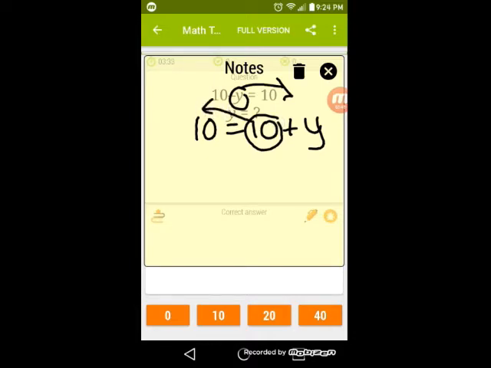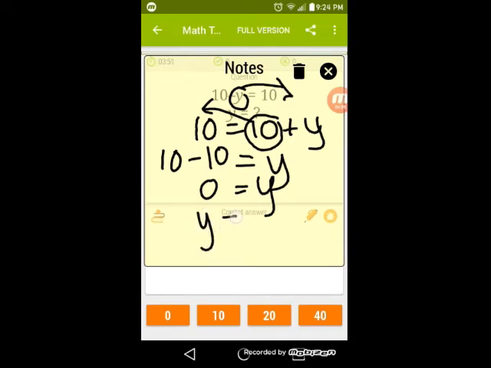Now, next thing I want to do is to take this 10 over to this side. But if I do that, it changes sign. So it's positive on the right side, becomes negative on the left side. 10, and now the one we've brought over becomes the negative on this side, on the left, equals y. 10 minus 10 is 0, equals y. Or write it better, y equals 0. 0 equals y, and y equals 0 is exactly the same thing.